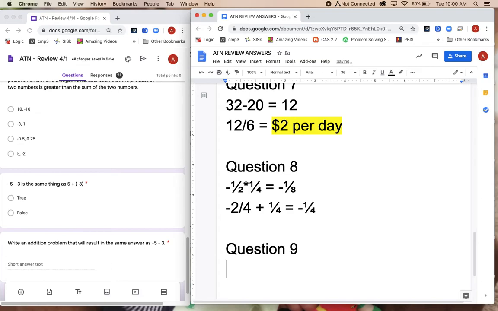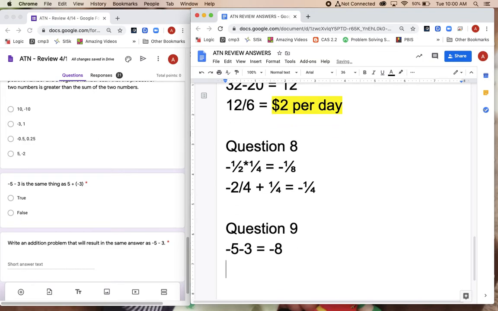And then question 9, well, this is just simple calculations in your calculator, right? If I type this into my calculator, I receive the answer of negative 8. But if I put this in my calculator, I get 2. Okay, they forgot the negative sign here on the 5, and so that's not the same thing.